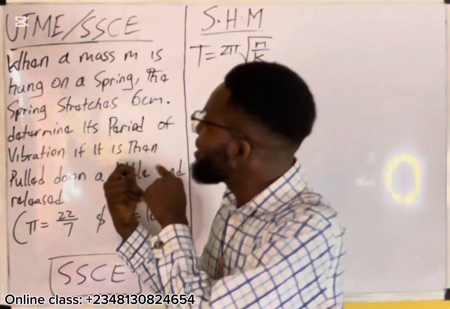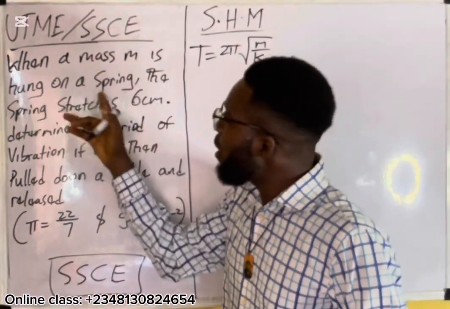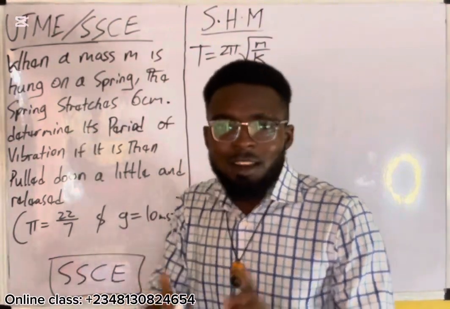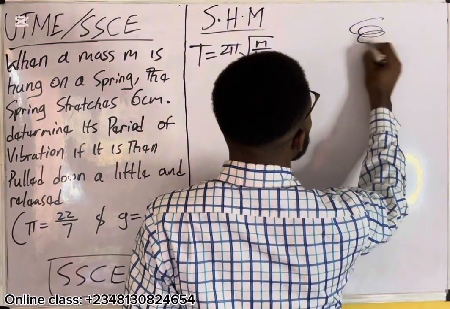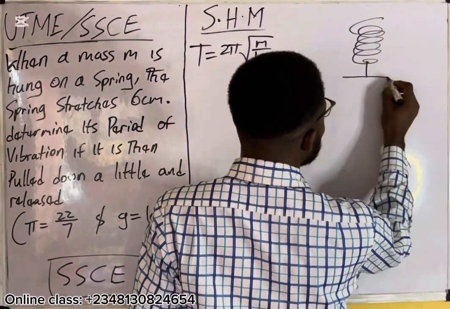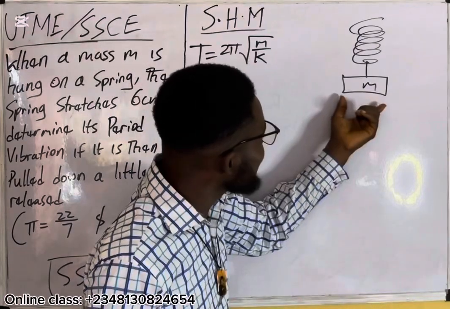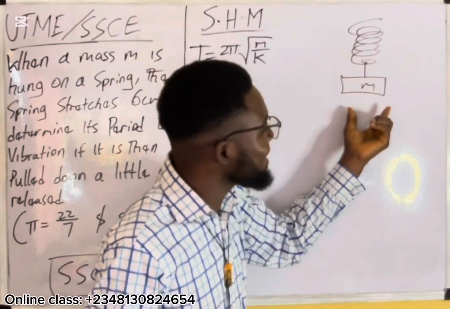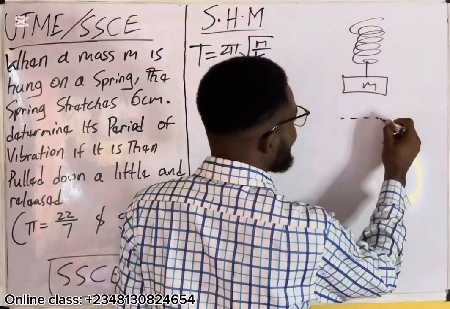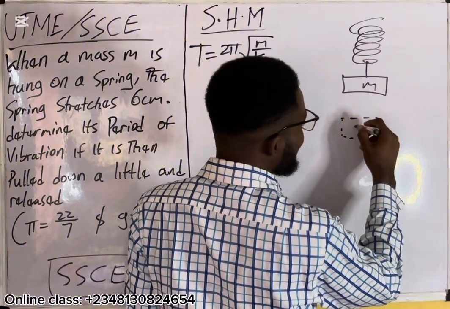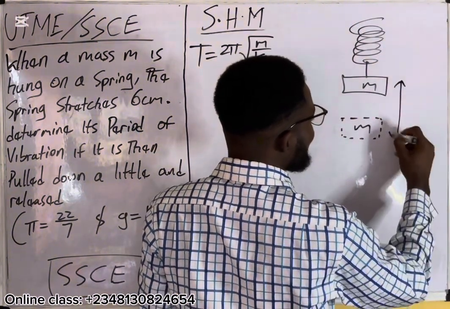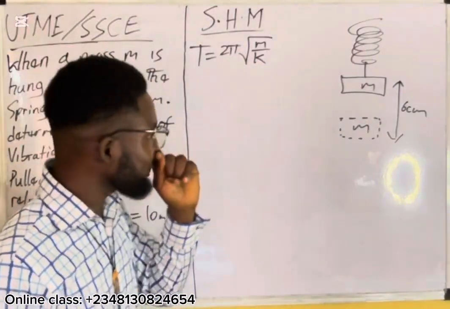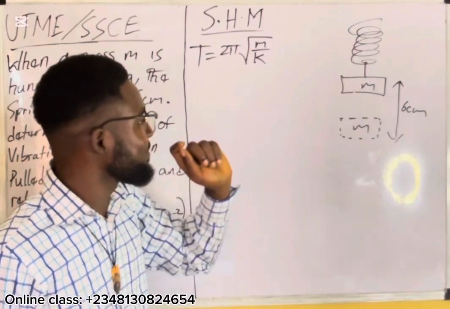But we're told in this question that the mass M is hung on the spring. If the mass is hung on the spring, what will it do? It will extend. For instance, if this is the spring, and this is the mass, once this mass is hung on this spring, the spring will go down a little. We're told that the spring extends by what? Let us assume that this is the mass, and from here to here is 6 centimeters. That is the extension of the spring from the question, due to the mass.